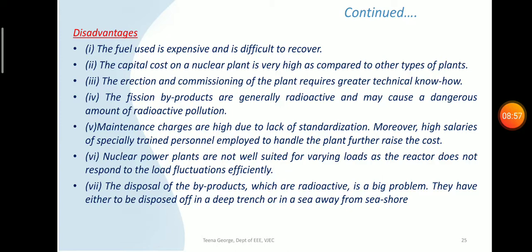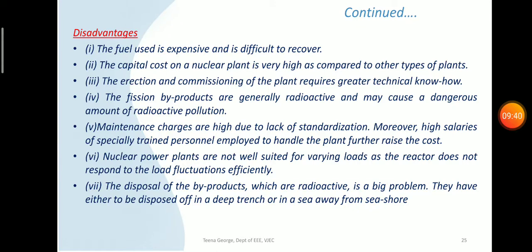The disadvantages are the fuel used is expensive and it is difficult to recover. The capital cost of a nuclear power plant is high as compared to other types of plant, and the erection and commissioning of the plant requires highly technically knowledgeable persons. And the main disadvantage is the fission byproducts are generally radioactive and may cause a dangerous amount of radioactive pollution. And the maintenance charges are high, and as trained persons are required, salaries of the trained persons are high.